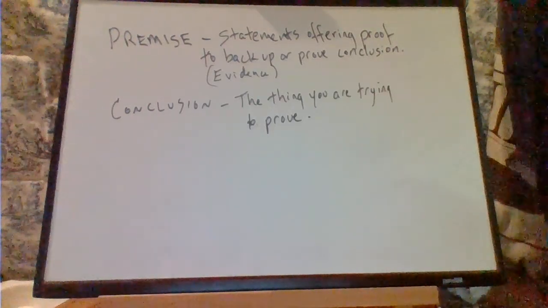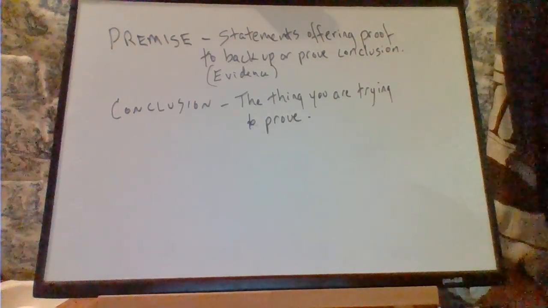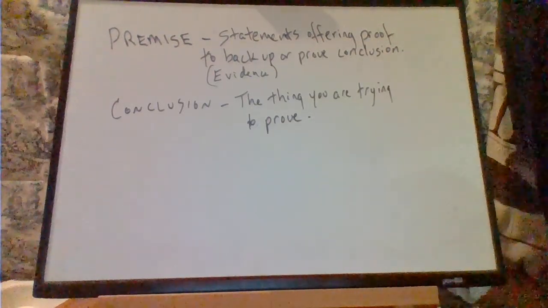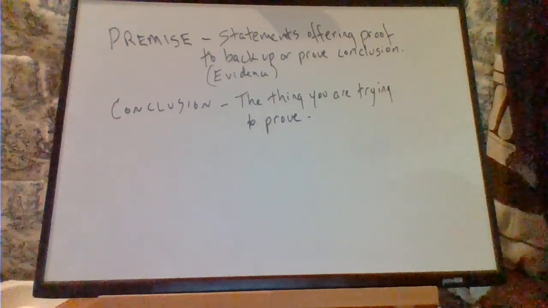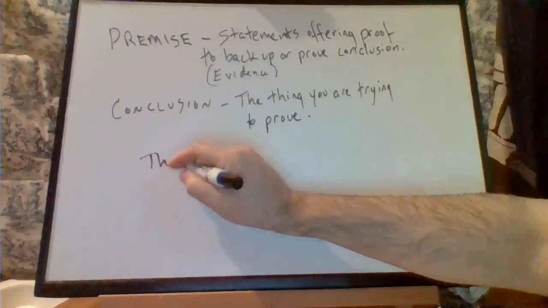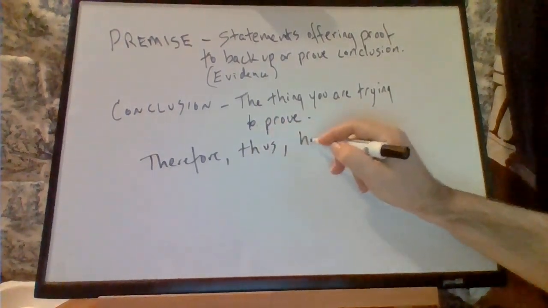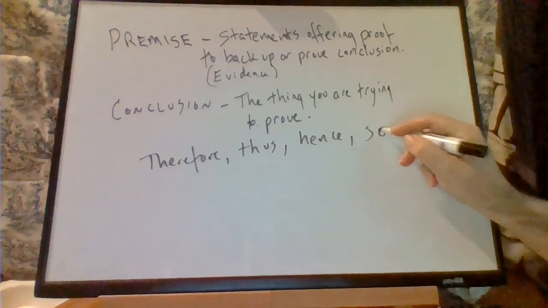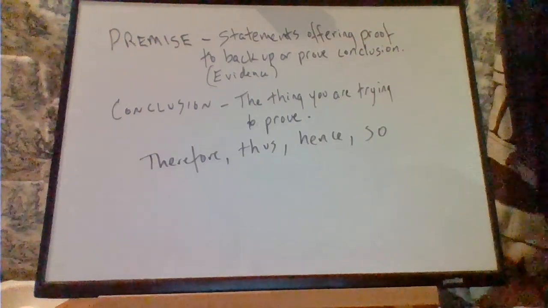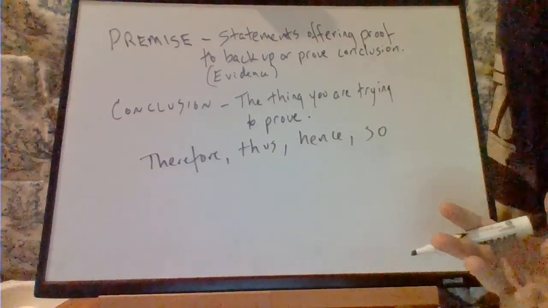We also have a series of words that we can look to, and these words will help us to determine whether or not something is a premise or a conclusion. If you see words such as therefore, thus, hence, so, words like that are what we call conclusion indicators. And so the statement that immediately follows that is what we call a conclusion.